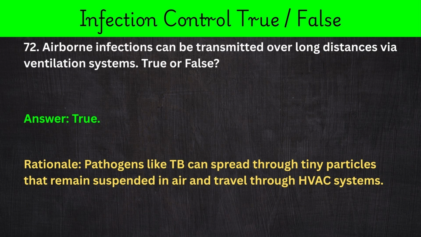72. Airborne infections can be transmitted over long distances via ventilation systems. True or false? Answer: true. Rationale: pathogens like TB can spread through tiny particles that remain suspended in air and travel through HVAC systems.